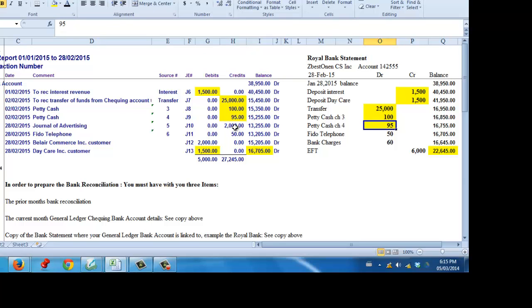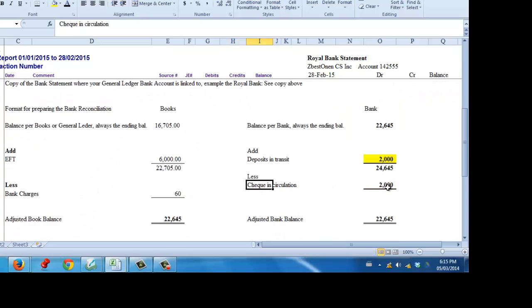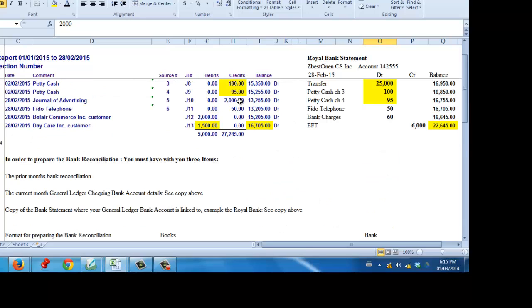What about the $2,000? There was a journal entry for advertising. We made a check for $2,000. Did it clear? No, it did not. Therefore, per books, we deducted it. Therefore, per bank, we should also deduct. That's why I have the word here, less. We should be deducting it. Sorry for using the same $2,000 and $2,000. In the next problem, I will not do that. So the $2,000 does not appear, therefore it's a reconciling item. Does the $50 clear the bank? Yes, it did. Now I have exhausted all the items per books.